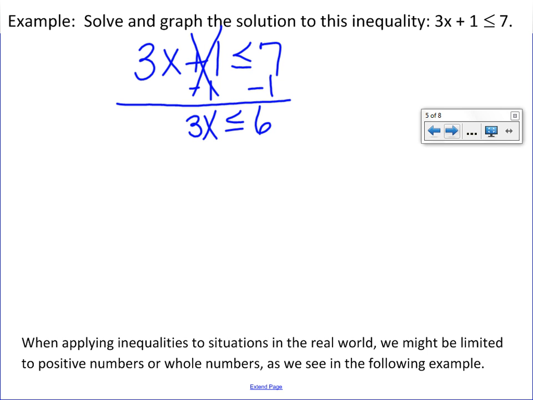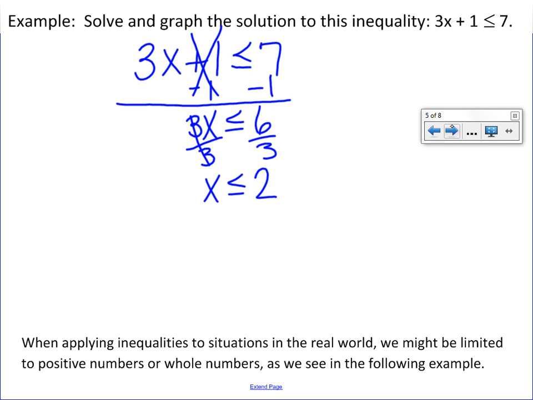Now I have one step left. 3x is less than or equal to 6. To get x by itself, I have to do the opposite, so I have to divide by 3 on both sides. So I'm left with x is less than or equal to 6 divided by 3, which is 2.